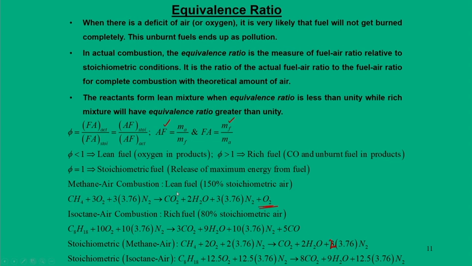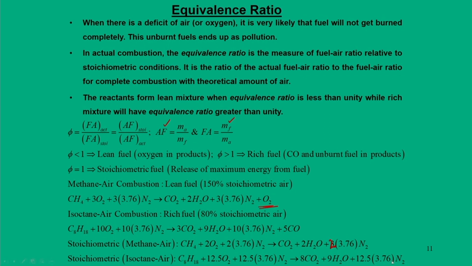Now, another scenario we can have is the rich fuel. When you have a rich fuel, we will have carbon monoxide and unburnt fuel in the products. Let us see how it happens. Consider the stoichiometric reaction of isooctane with air, where isooctane is the fuel and air is the oxidizer. The balanced chemical reaction is C8H18 plus 12.5 O2 plus 12.5 into 3.76 N2, giving 8 CO2, 9 H2O, and 12.5 into 3.76 N2.